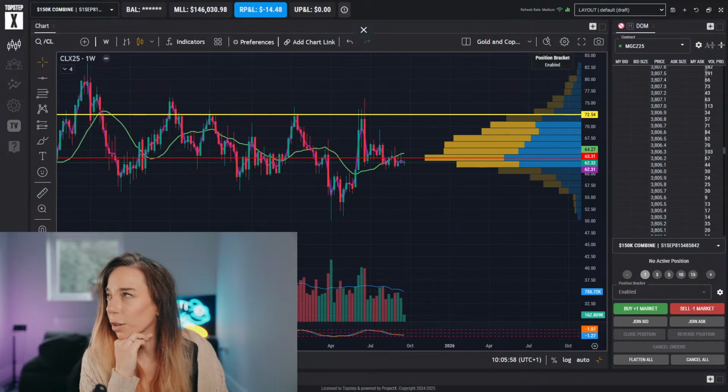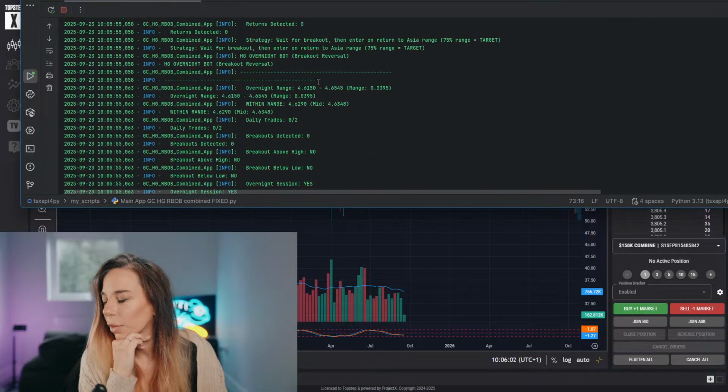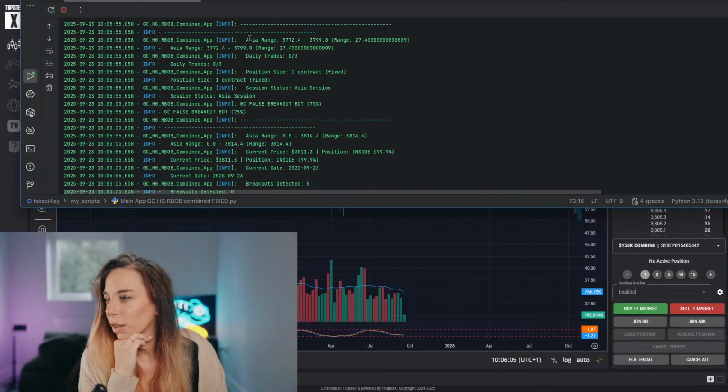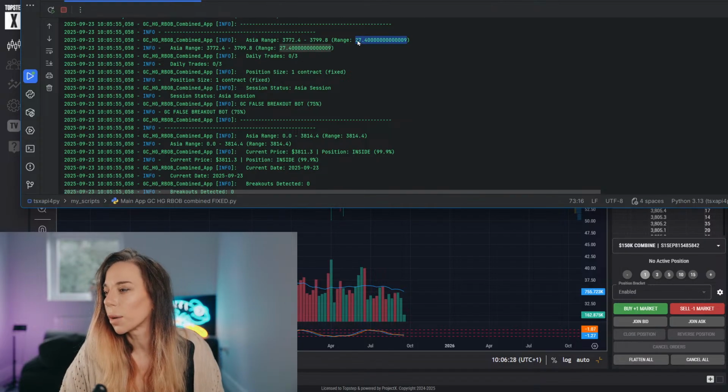All right, so far my bots are all scanning. So as you can see, this is the Asia range that the bot has set, and it got it perfectly to a tick. I need to sort this out. This is bothering me because this is too many decimal points. That needs to be cut off. I might actually just cut it off at full numbers, round numbers, because I don't really need decimal points to figure out the range in points.